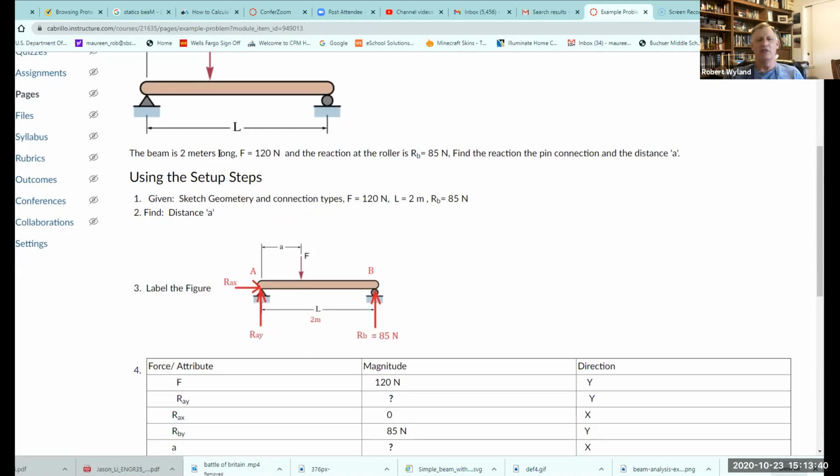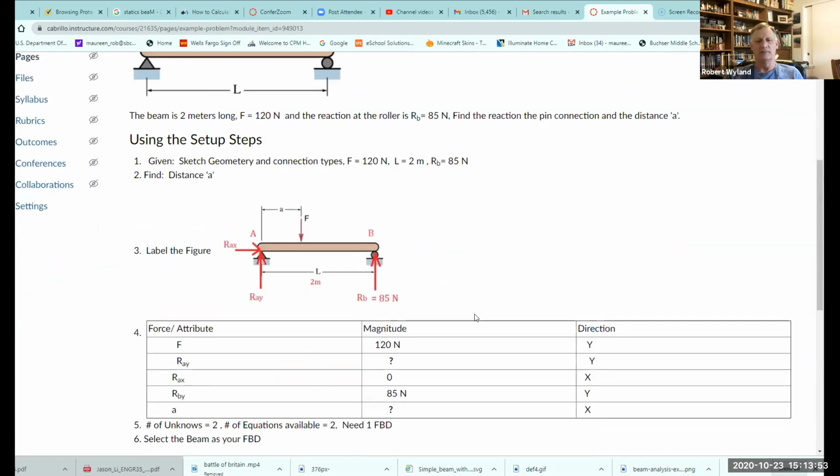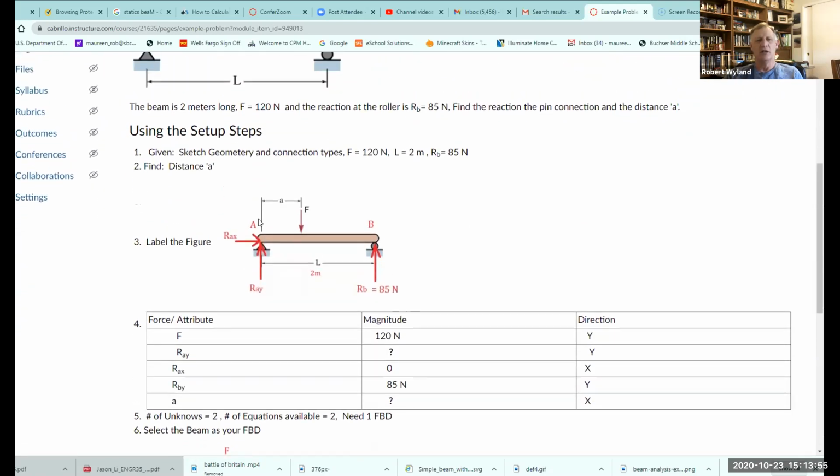And then what are we looking for? In this case, we're looking for distance A. We want to know how far over the force on the beam is to cause a reaction of 85 newtons on the right-hand side with a force of 120 newtons. Pretty straightforward. So we're looking for A.